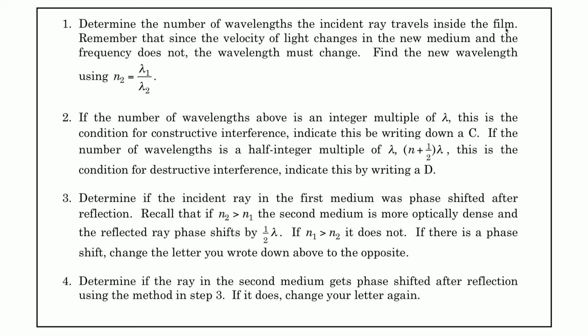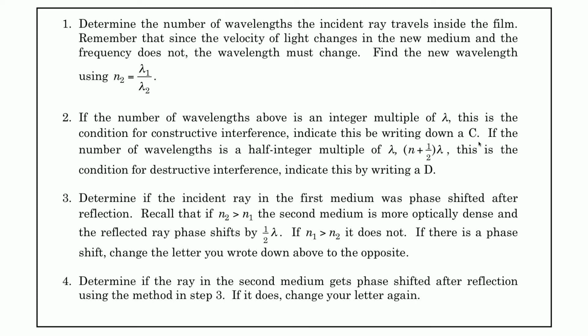So we have to look at the path difference, okay? Now, the velocity of light changes in different mediums, and because of that, we know that the wavelength changes, so we need to figure out what the wavelength is in the new medium. That's the first step. The second step looks at the path difference. If the number of wavelengths is an integer multiple, then it's the condition for constructive interference.